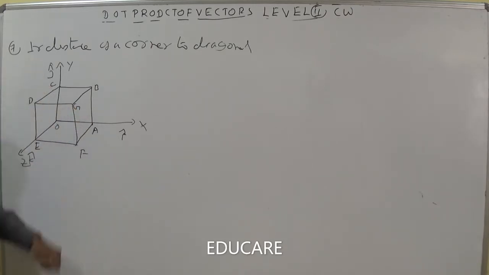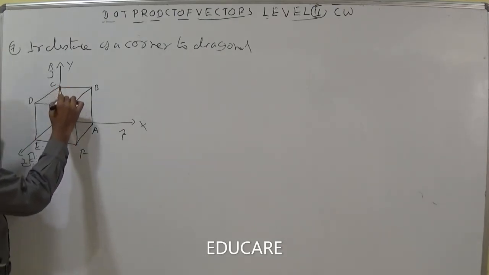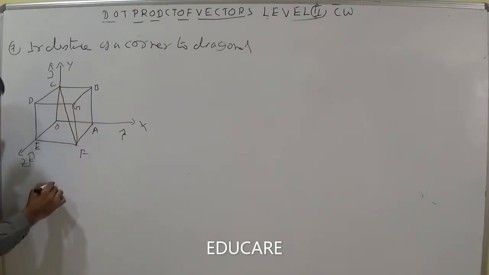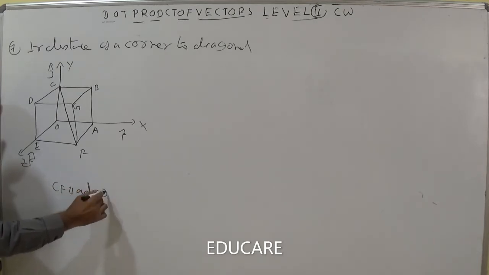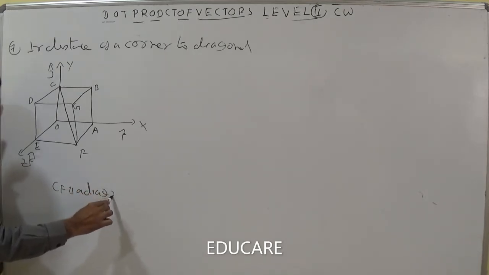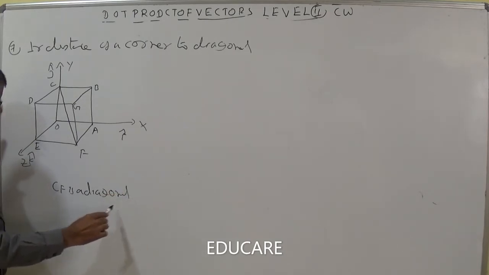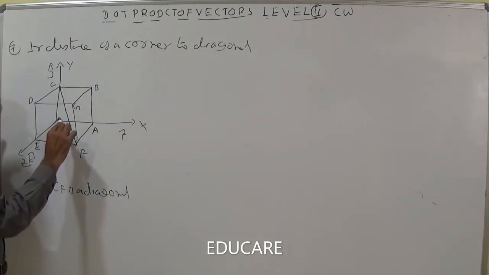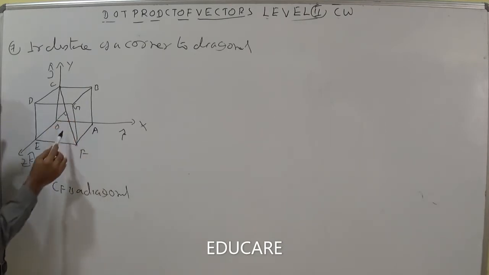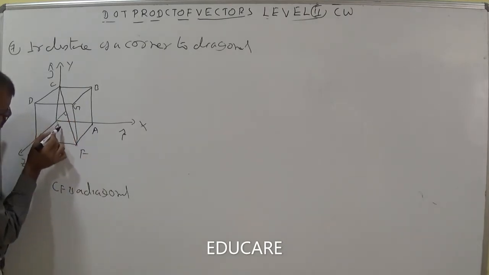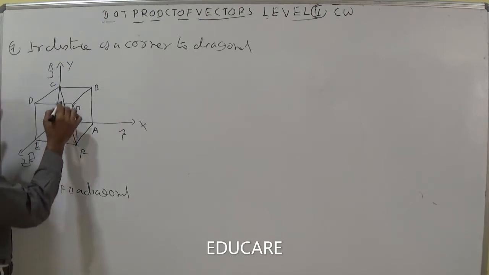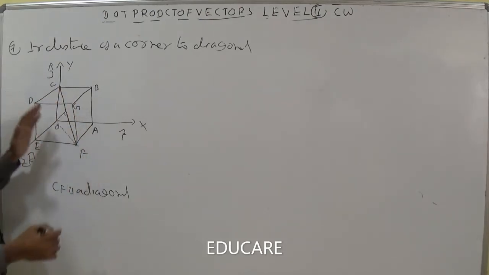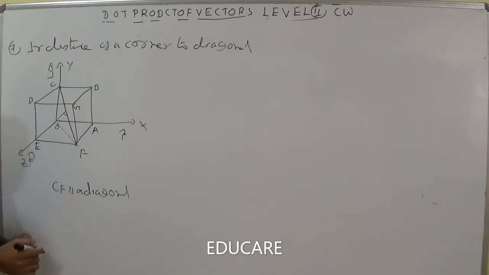He is asking the perpendicular distance from a corner to a diagonal. Let us take the diagonal CF. CF is a diagonal, and we have taken the corner O. From this O, draw the perpendicular to the diagonal CF. Next, I am joining it with a dotted line. The OC, no need to join. OF joined with a dotted line.